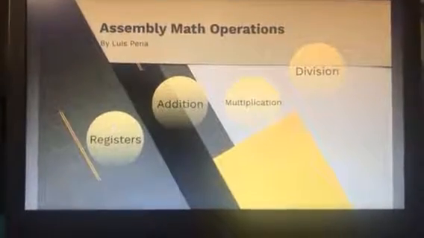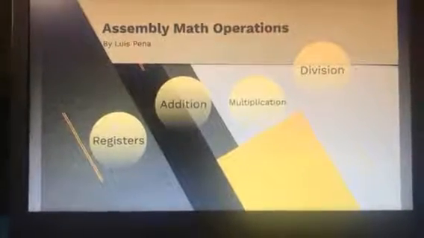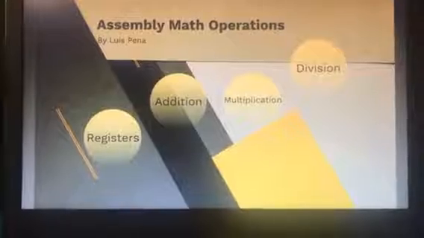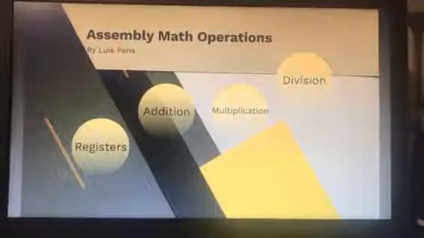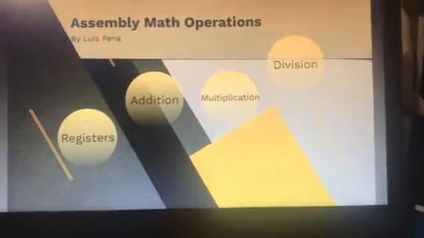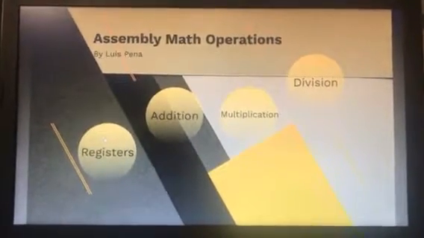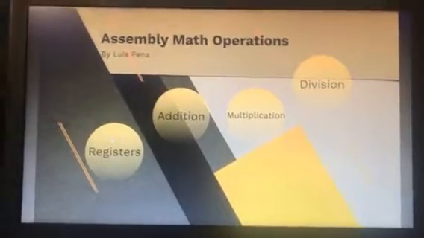I will first begin by giving some general knowledge of assembly operations, through registers and how they are connected, and how you can piece everything together to gain a better understanding of how math operations in assembly work. I will first begin with this slide.